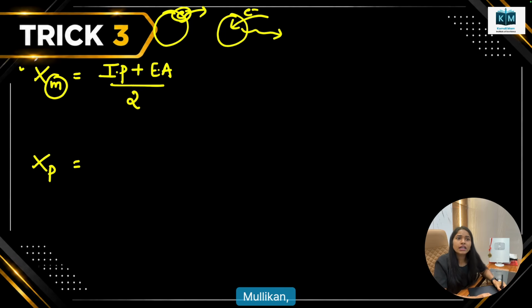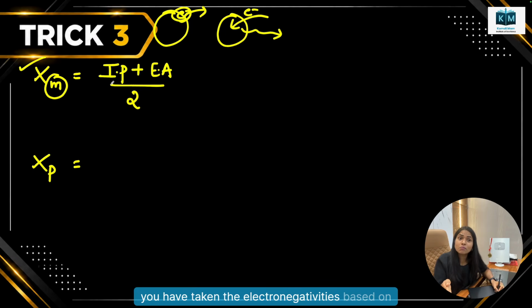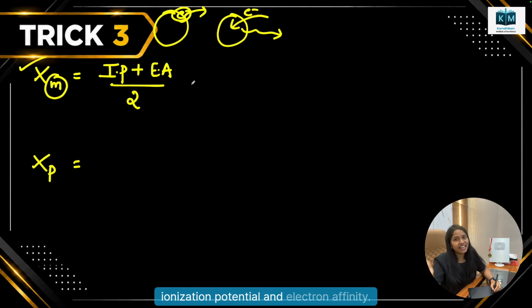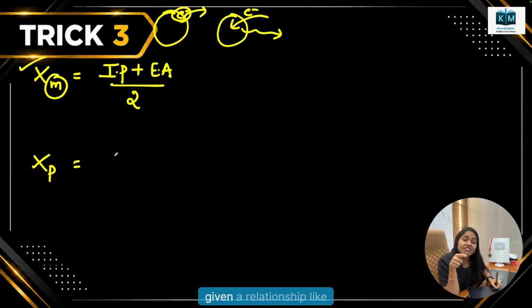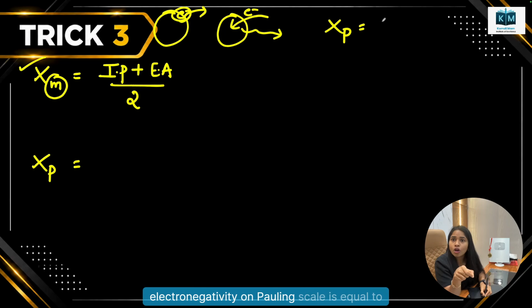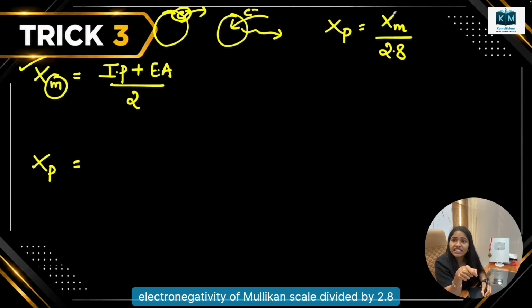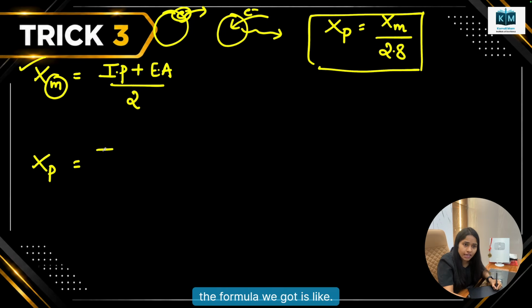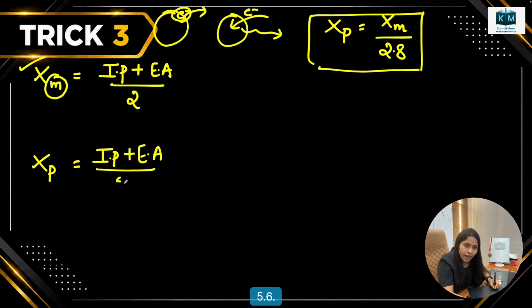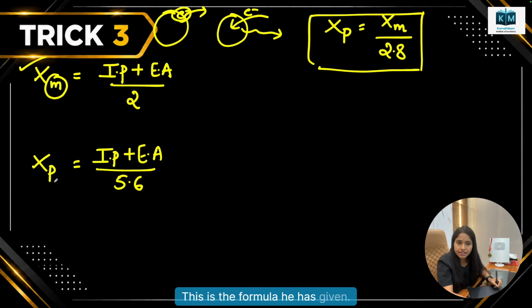What he said is, hey Mulliken, you have taken electronegativities based on ionization potential and electron affinity, but I will take them based on bond energies. He has given a relationship: electronegativity on the Pauling scale is equal to electronegativity on the Mulliken scale divided by 2.8. This is the formula he has given.